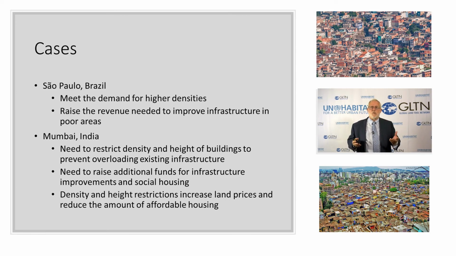The second case was Mumbai, India. Here they had a need to restrict the density and height of buildings to prevent overloading existing infrastructure. They also had a need to raise additional funds for infrastructure improvements and social housing. And they had density and height restrictions that increased land prices and reduced the amount of affordable housing. So they used the sale of additional development rights, which were then relocated to other parts of the city to meet these needs. And you can read about that in the cases as well.